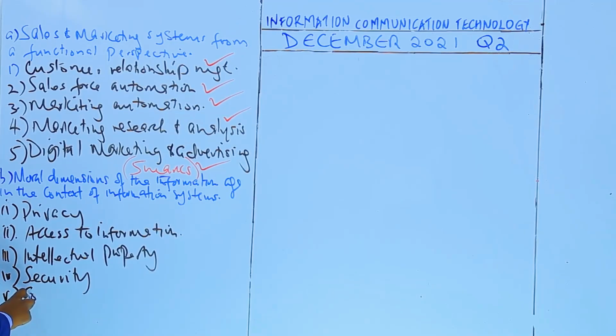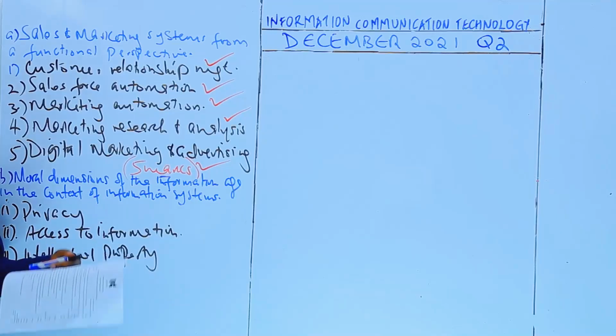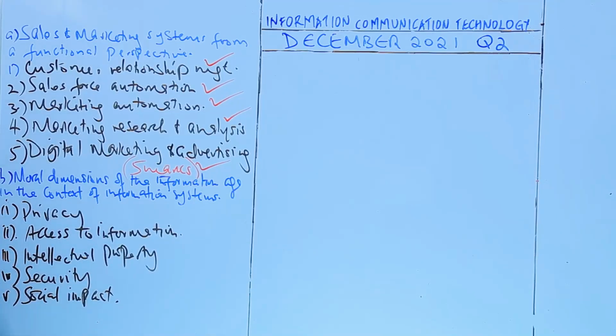Number 5, social impact. The information age has profound social implications, including issues of digital ethics, issues to do with digital divide, and social responsibility.